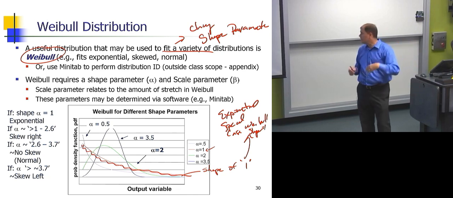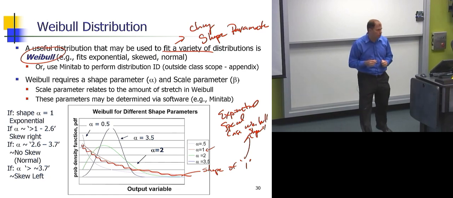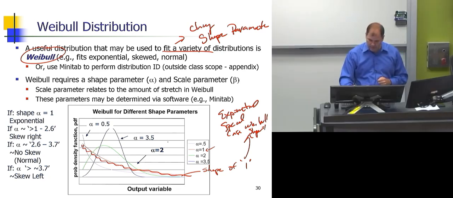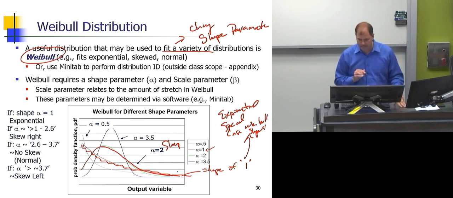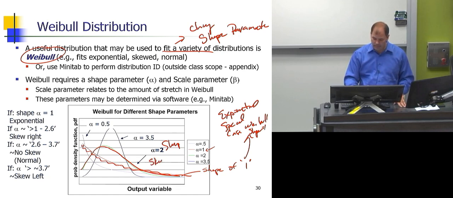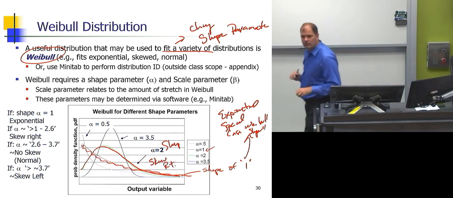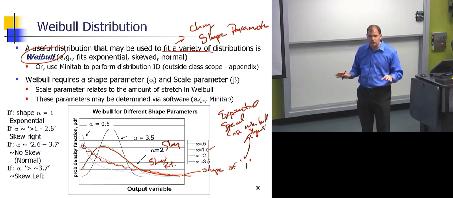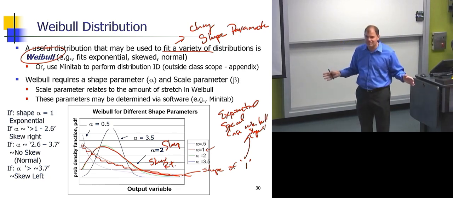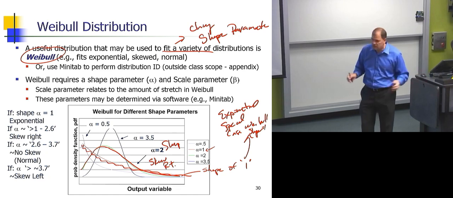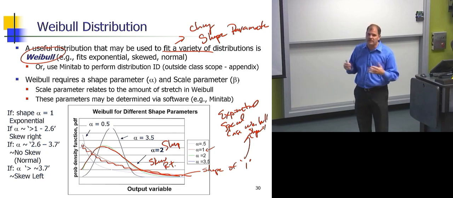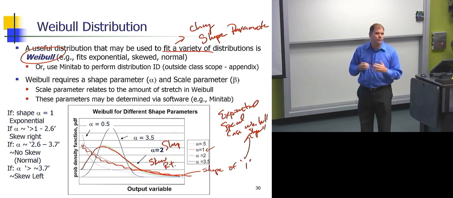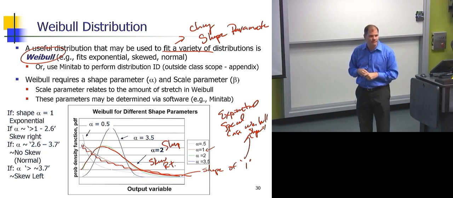not strictly decreasing anymore. If I look, for example, at a shape of 2, what does a shape of 2 look like? That's skewed to the right. If you ever wonder how your professor makes a skewed right distribution, he just makes a Weibull the shape of 2. There's nothing tricky about that, right? Shape of 2 would be skewed to the right. If the shape is 3.5, a Weibull basically is the same as a normal. When the shape gets to, say, 3.7, then you'll see a skew to the left.